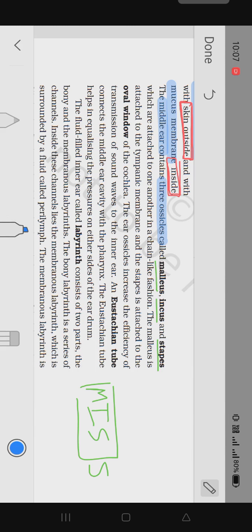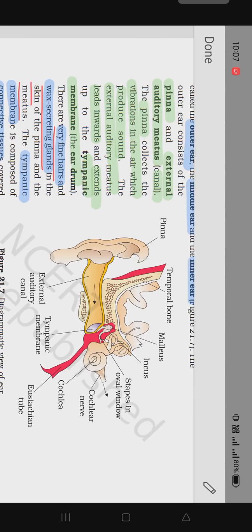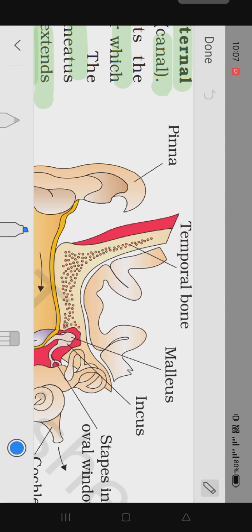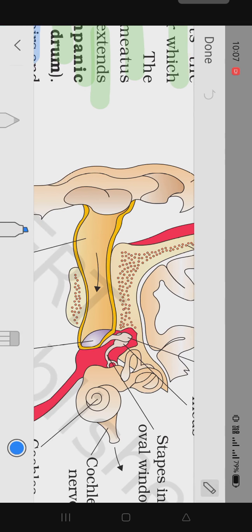It is basically organized in a chain-like fashion, which transmits all the vibrations from the external auditory meatus, which strike the tympanic membrane, to the inner ear. Now, the malleus is attached to the tympanic membrane, as we can appreciate from the diagram itself. You can see that's the malleus, and it is attached to the tympanic membrane. That's the tympanic membrane over here.